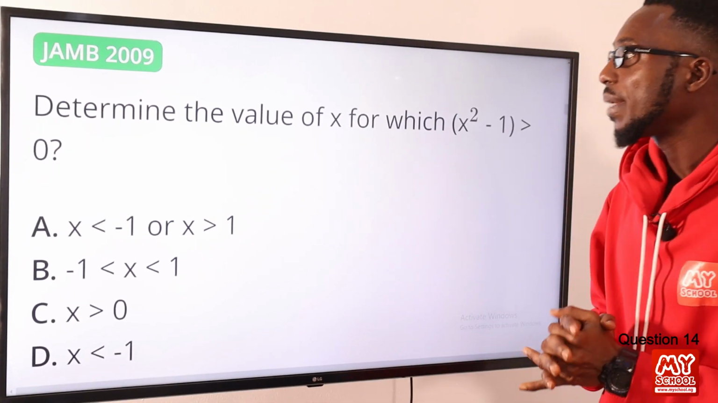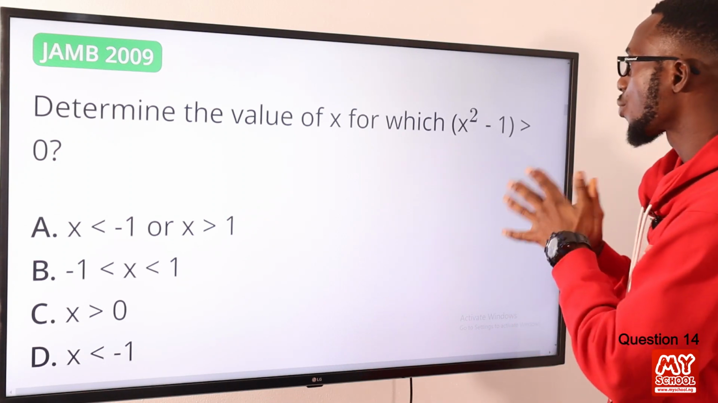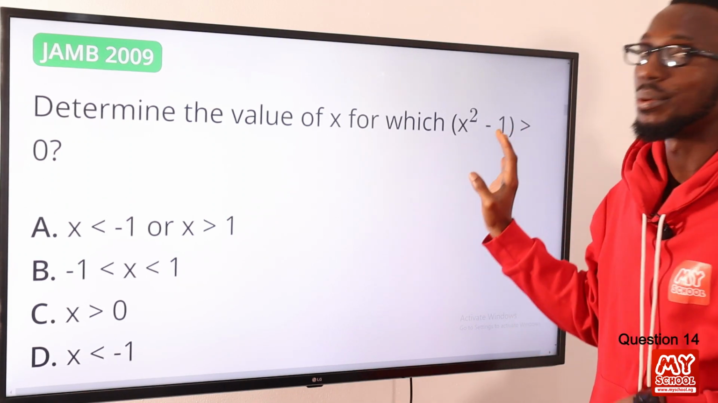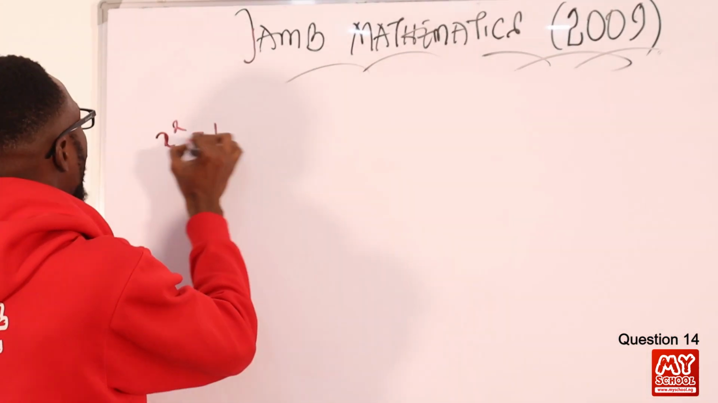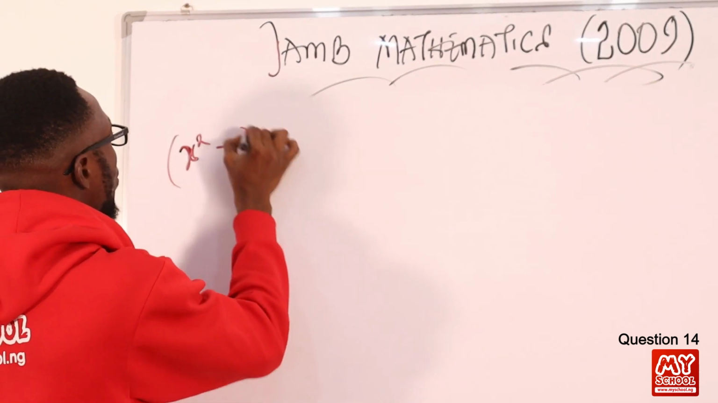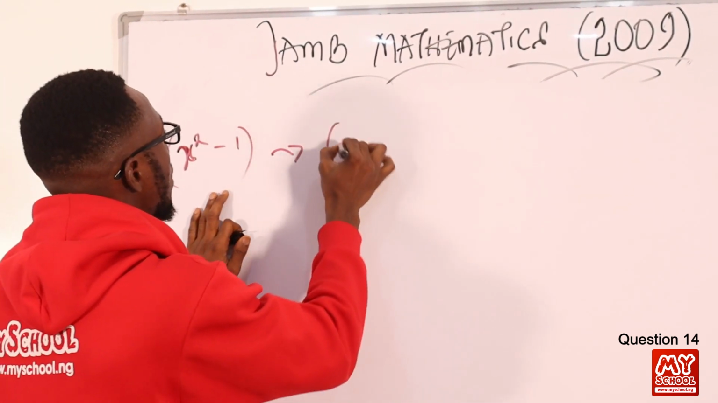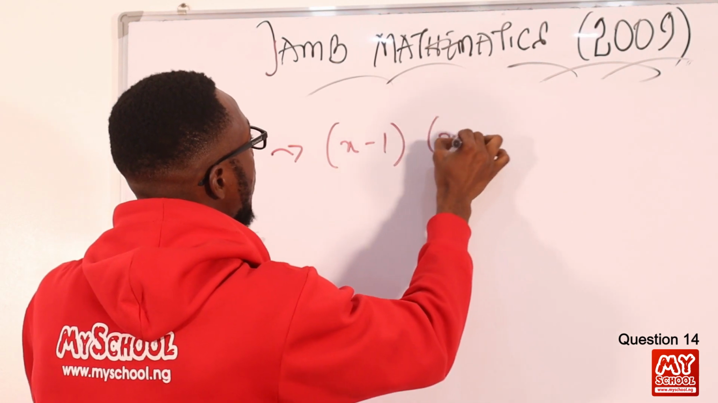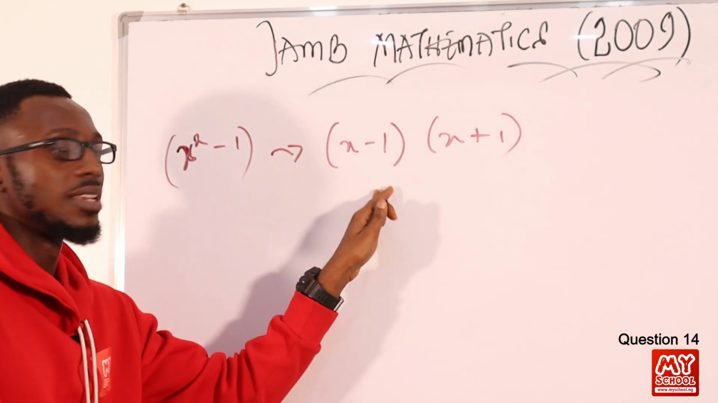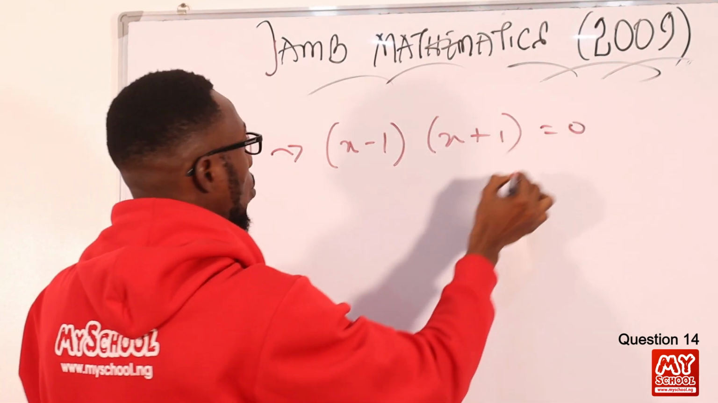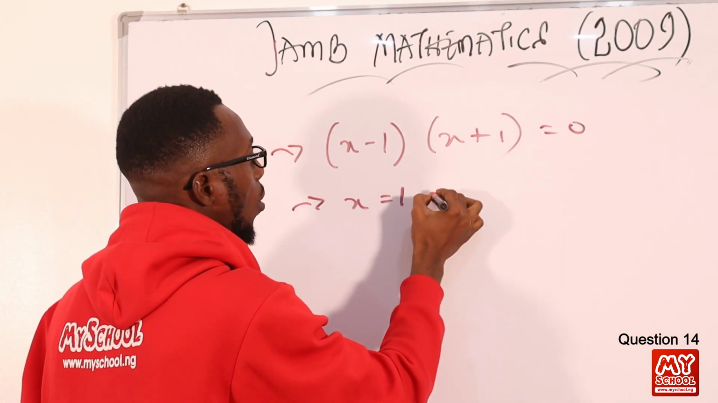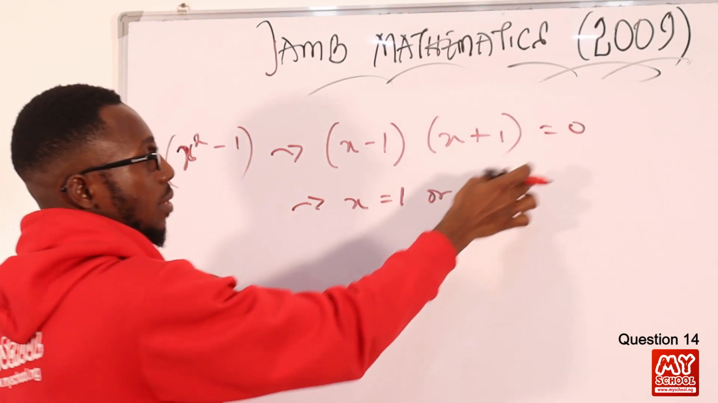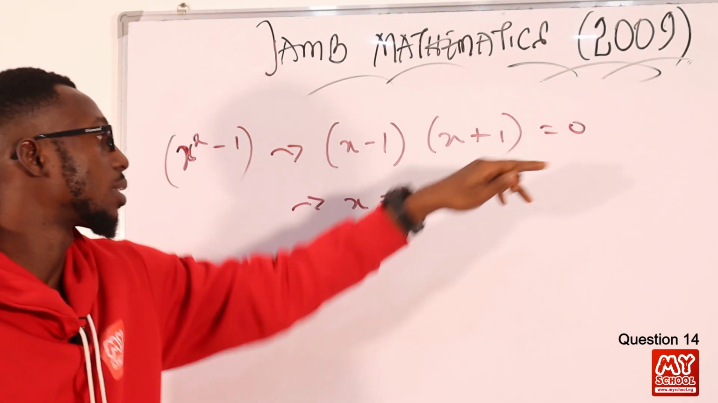14. Determine the value of x for which x squared minus 1 is greater than 0. We can just recall a simple technique like this. When you have x squared minus 1, it actually means x minus 1 and x plus 1. Remember this. Basically I can say from here, setting it equal to 0, x equals 1 or minus 1. If this goes outside, it becomes minus 1. This one goes outside, it becomes plus 1.